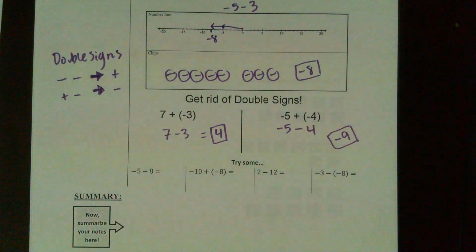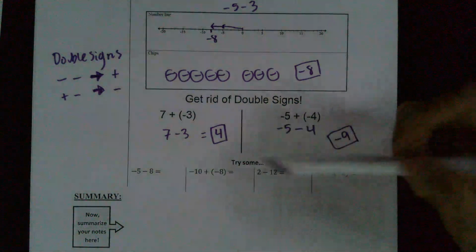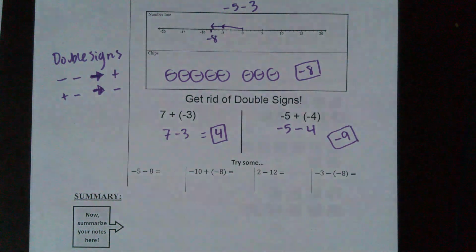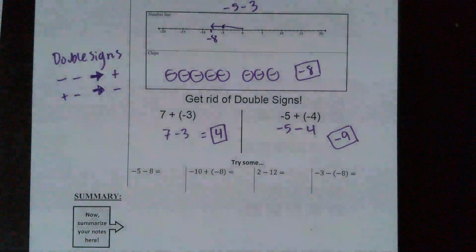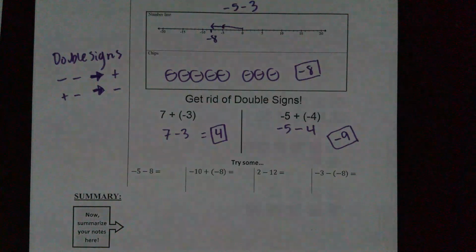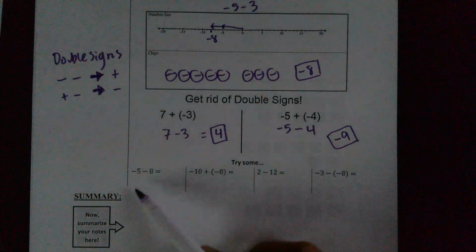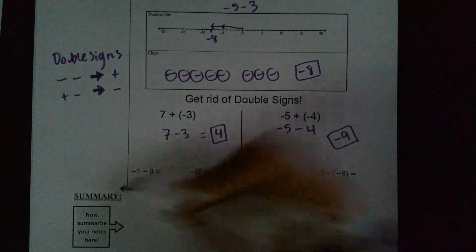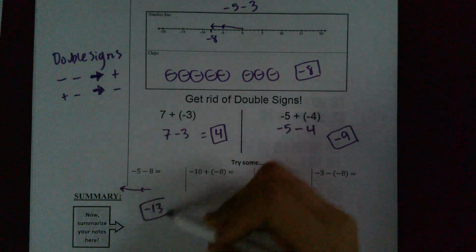All right, so let's do some of these, and then I'm going to shout out your names, and you're going to give me the answer. So if you've already done it, cool. If not, be prepared. Okay, so for this one, negative 5 minus 8, right? We are going negative, and then we're going even more negative, so that's negative 13.